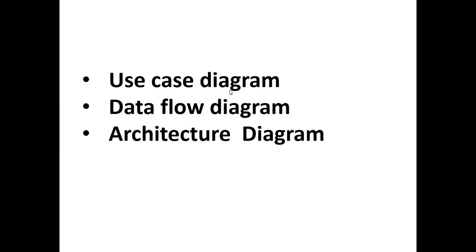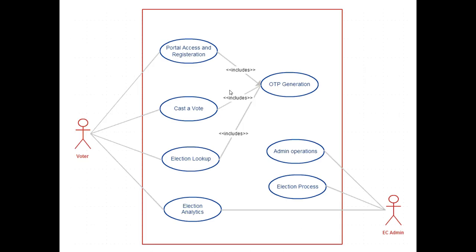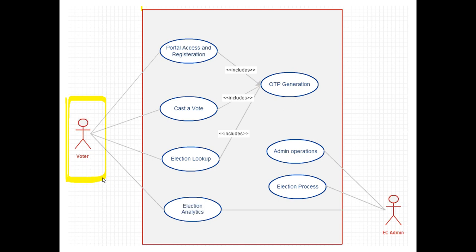Okay, so now let us get into the diagrams: the use case diagram, data flow diagram, and architecture diagram. The use case diagram of this project looks like this. If you can see, we are going to build a system for two users. There will be one called voter, and there will be one more user called election admin. Okay, I mean election commission admin, EC admin.